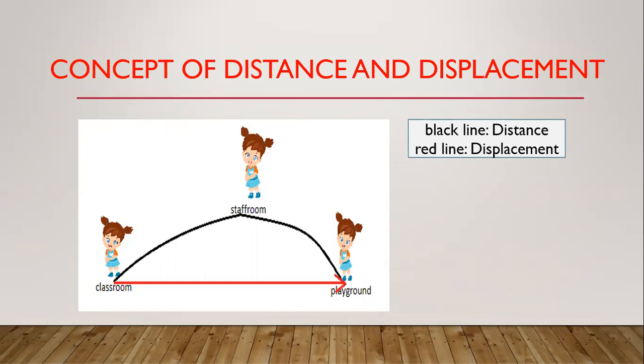Now let's get on with the concept of distance and displacement. So during break time, you should actually be heading from your class to the playground. But you remember you have an assignment to submit to me, and then you come looking for me to the staff room. And then you go to the playground. So this black line over here is showing the longer path that you took. And if you wouldn't have any assignment to submit, you would have directly gone from classroom to playground. This is the shortest distance you would have traveled from classroom to playground. It is called displacement. And this longer path, this is called distance.